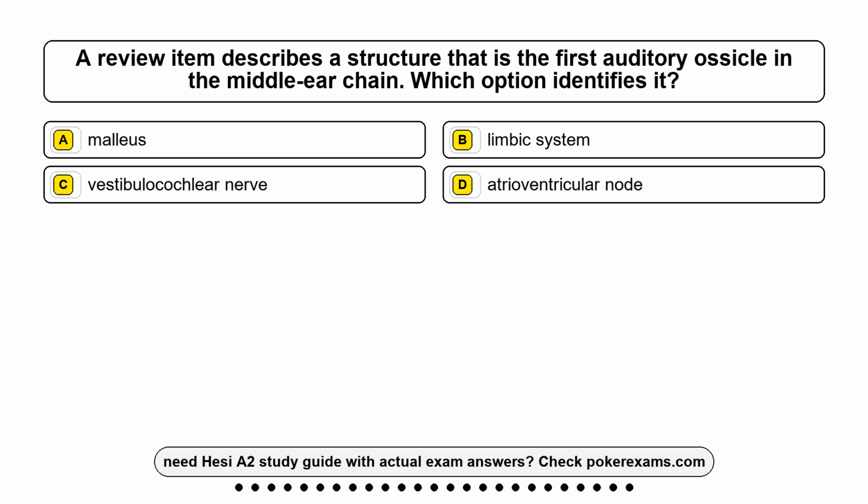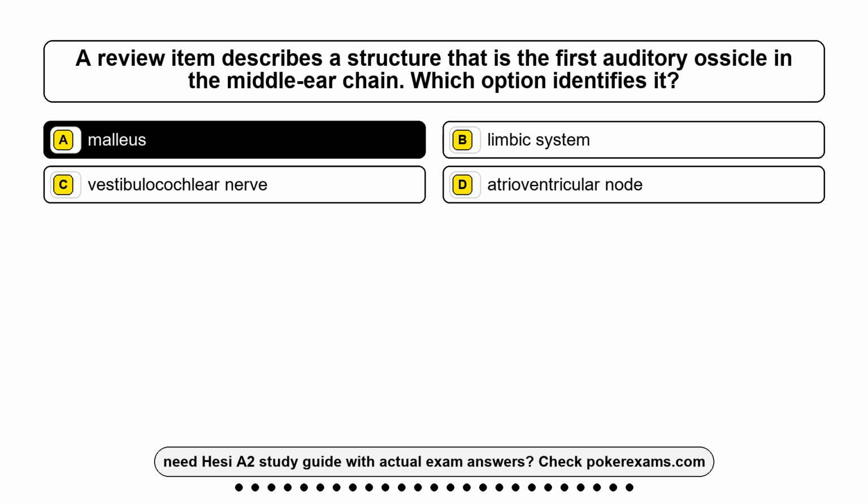Question 10. A review item describes a structure that is the first auditory ossicle in the middle ear chain. Which option identifies it? Option A, malleus. Option B, limbic system. Option C, vestibulocochlear nerve. Option D, atrioventricular node. The correct answer is option A, malleus.